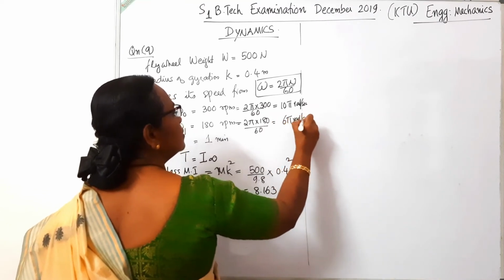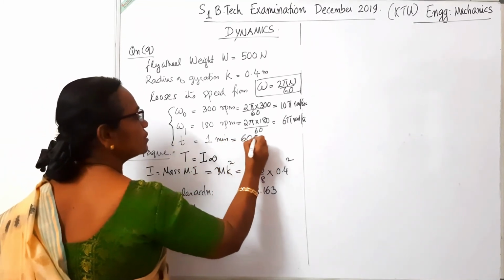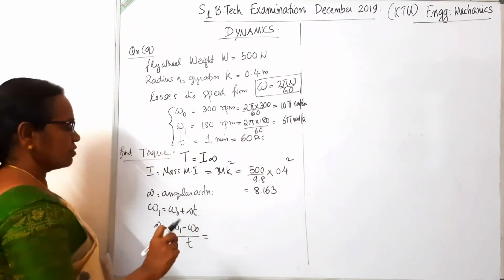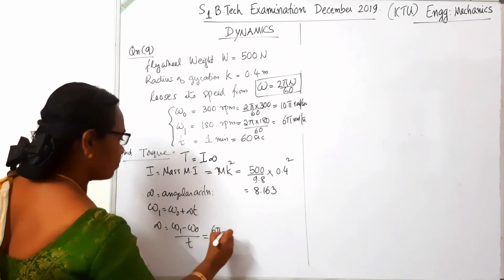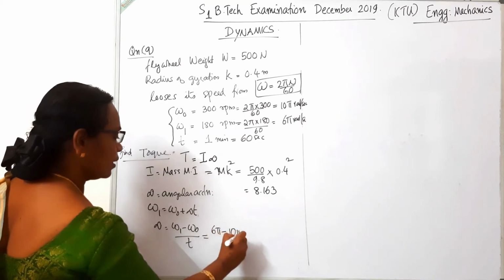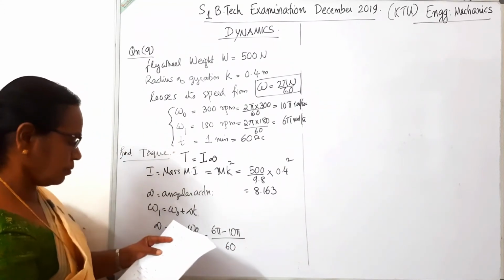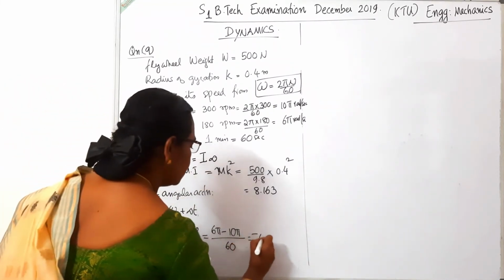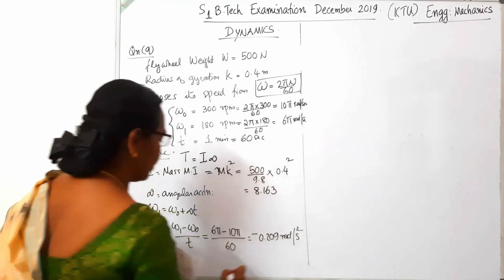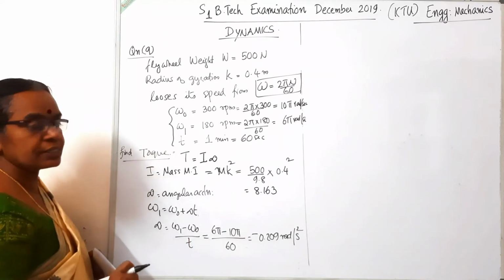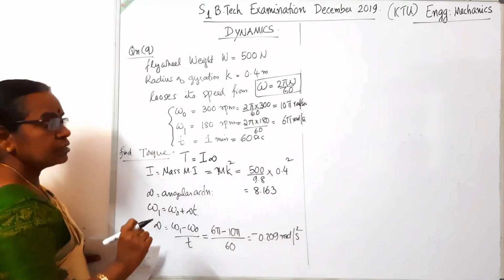radian per second. Time is 1 minute, and 1 minute is 60 seconds. So convert everything into radians and seconds. Substitute here omega 1, 6 pi, minus 10 pi, divided by 60. So it will give minus 0.209 radian per second square. So it is angular retardation. Alpha negative means it is angular retardation because from a higher speed it is coming to a lower speed. So definitely it is retardation motion.